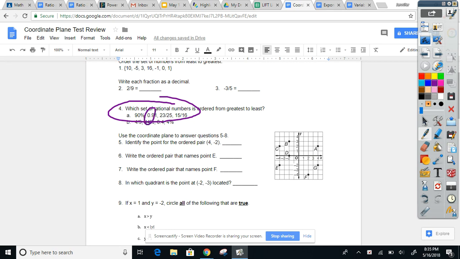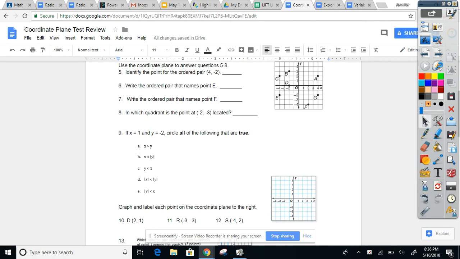This one's already a decimal. You're going to turn your fraction into a decimal and your fraction into a decimal. And then you're going to determine, are they in order from greatest to least? If not, then look at B. See if those are in order from greatest to least. On your test, please pay very close attention to whether it says least to greatest or greatest to least.